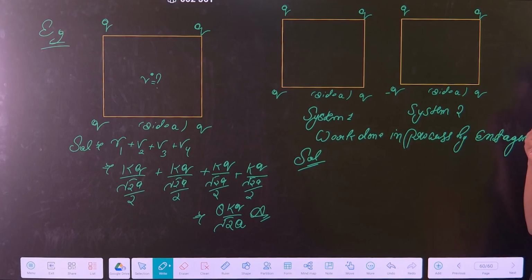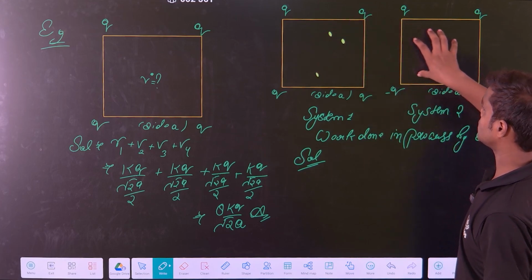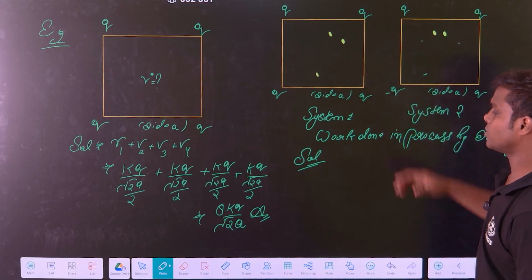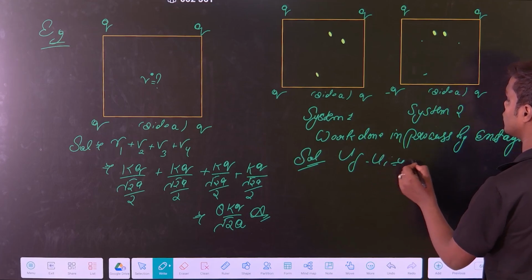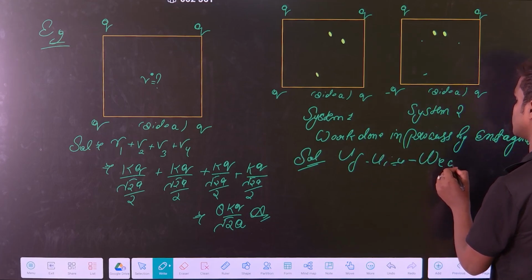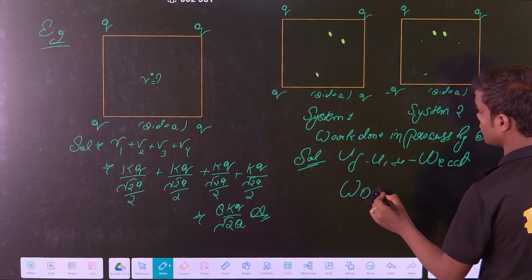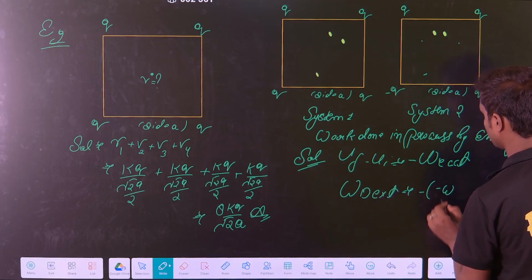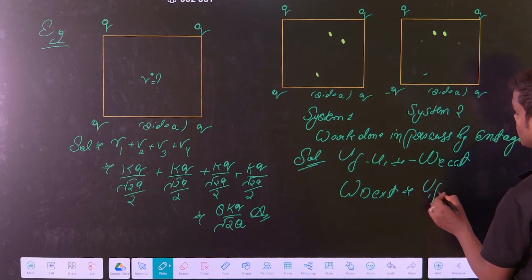So how to calculate that work done? First, if you calculate the potential energy of this system and the potential energy of this system, and you take the difference, that is going to be the change, because the change in potential energy, U final minus U initial, is equal to minus the work done by the electrostatic force. Correct? So what is the work done by the external agent? The work done by the external agent is equal to minus the work done by the electrostatic force. That will be equal to U final minus U initial.